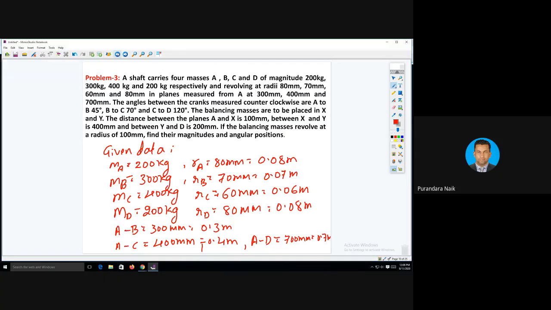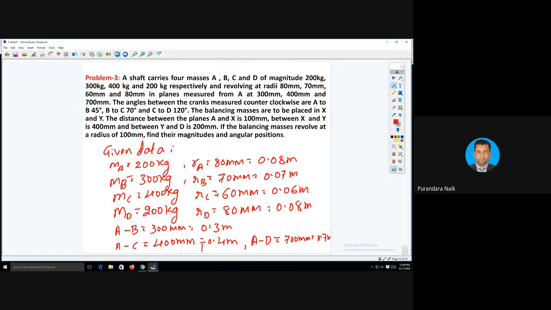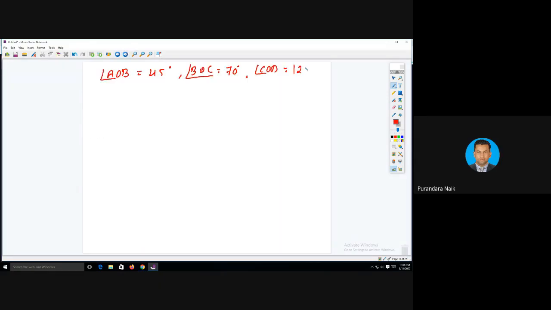The next one, angle C to D, this is B to C, B to C, and the last one, C to D. The angle between C to D is equal to, here it is 120 degrees. So these are the angles.